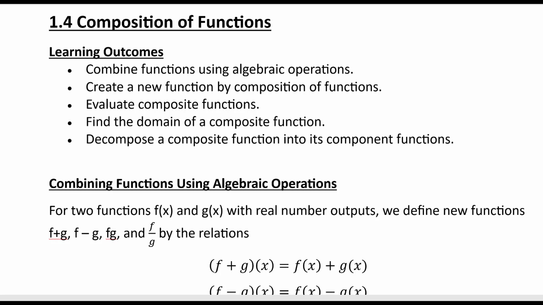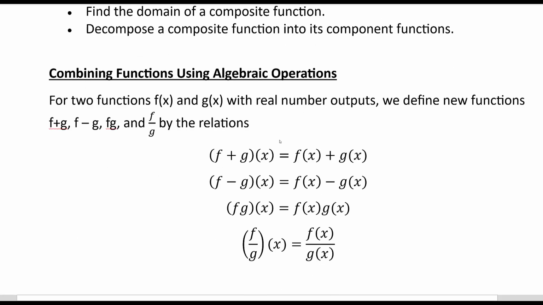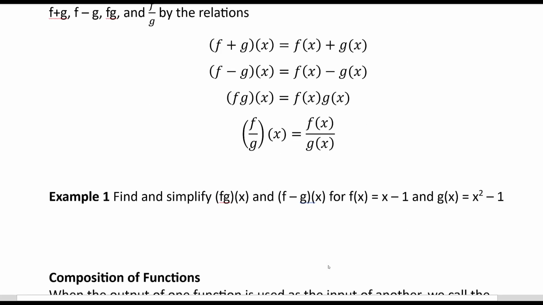So, combining functions using algebraic operations. For two functions f of x and g of x with real number outputs, we define new functions f plus g, f minus g, f times g, and f divided by g by the relations: f plus g of x is f of x plus g of x. F minus g of x is f of x minus g of x. F times g of x is f of x times g of x. And f divided by g of x is f of x divided by g of x.